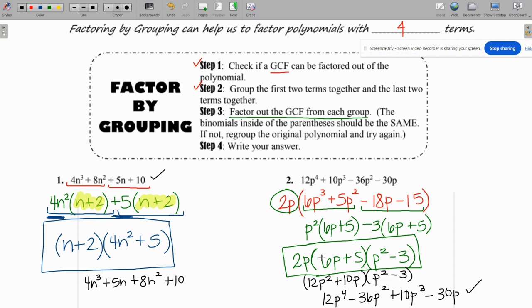If I had only multiplied the 6p plus 5 and p squared minus 3, I wouldn't have gotten back to this because I would have been missing that 2p. So that's why the check is so important. If I hadn't done that, I probably wouldn't have noticed that I was missing part of my final answer. So my final answer ends up being a monomial times a binomial times another binomial.